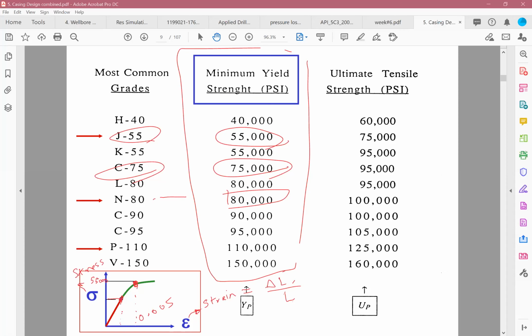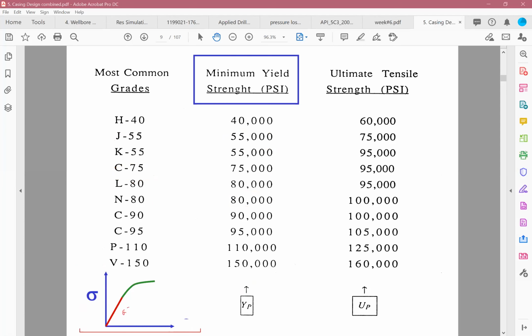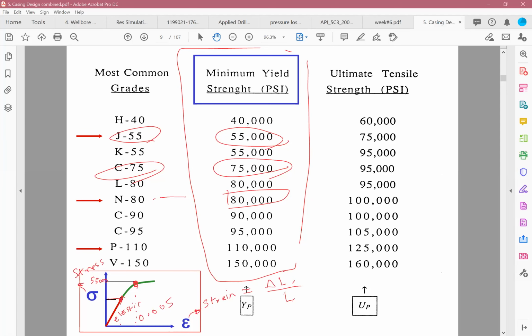So usually this minimum yield strength is above the elastic limit. So it's in the, anybody knows what is after elastic? What do we call it? Plastic, right? So this is elastic, the red part, right? And the green line here is called the plastic limit. It means that if you apply that force to the casing, you cannot return back to the original length. You have a permanent deformation of your pipe. So that's what it means, okay?